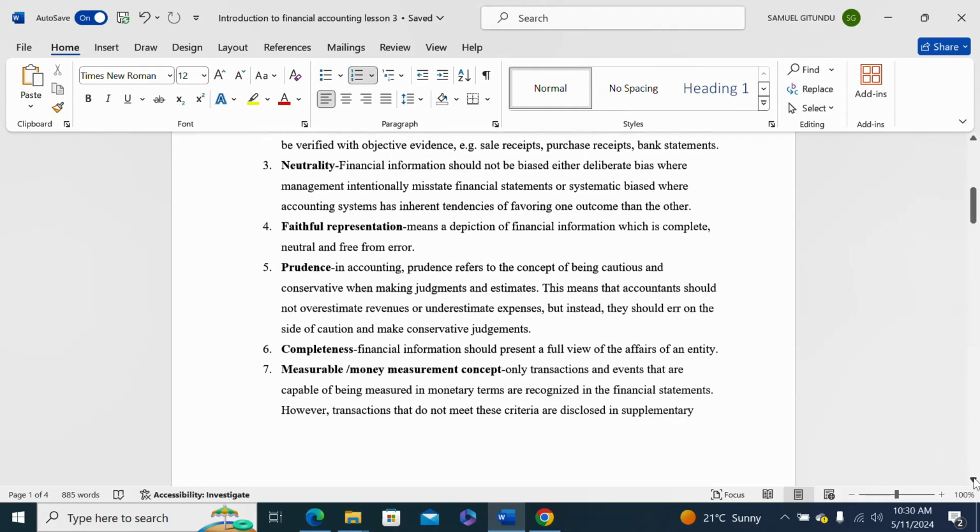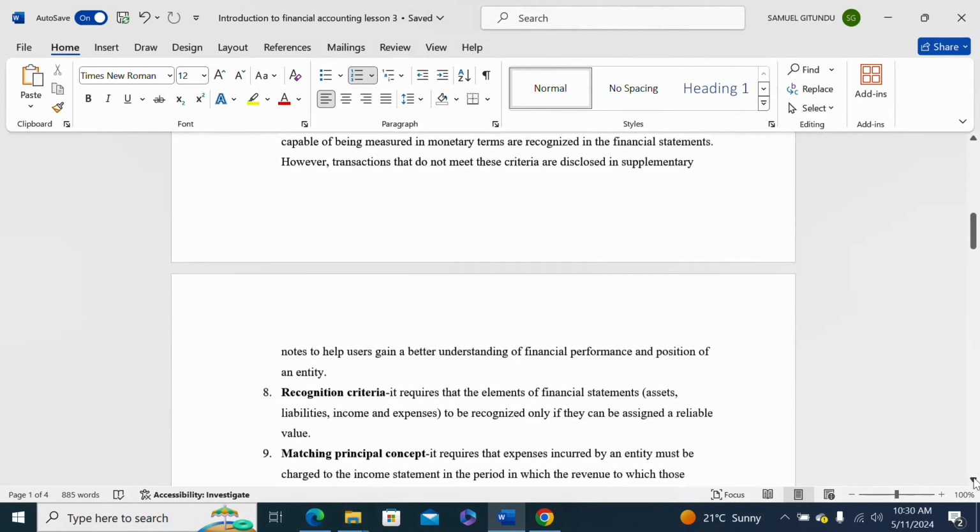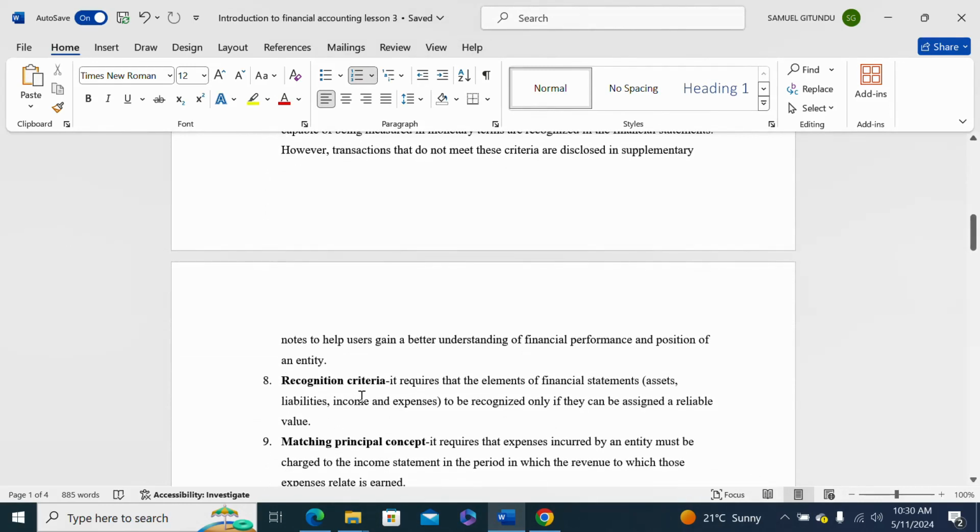We go to the next principle, which is the principle of recognition criteria. This principle is simple because it requires that the elements of financial statements, and we said that the elements of financial statements are assets, liabilities, income, and expenses, be recognized only if they can be assigned a reliable value. You can measure the exact amount. If it is an asset, for example, a motor vehicle, you can say that the cost of this motor vehicle is 3 million. If it is an expense, for example, rent expense, you can say that the rent expense for this year was 200,000. You can assign a reliable value. But if you cannot assign a reliable value, then you are not supposed to recognize that expense.